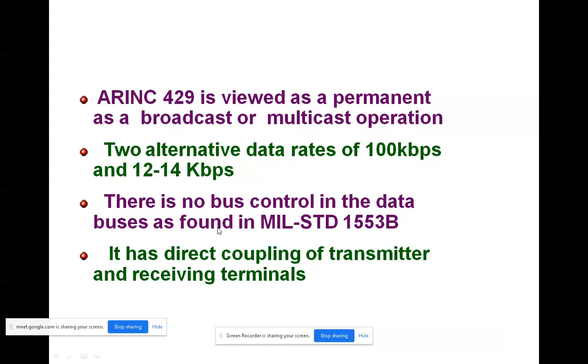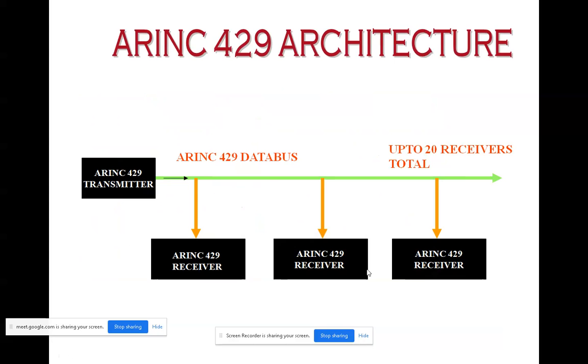There is no bus control in the data bus, as found in the military standard. In the military standard you have a bus controller, but here there is no bus controller. It has direct coupling of transmitter and receiving terminal. So here we have a direct coupler; we are not going to use any other device for coupling. This is the architecture of the ARINC 429 data bus. You can see one transmitter is connected to many receivers, up to 20 receivers.